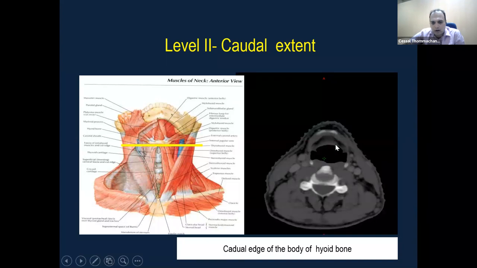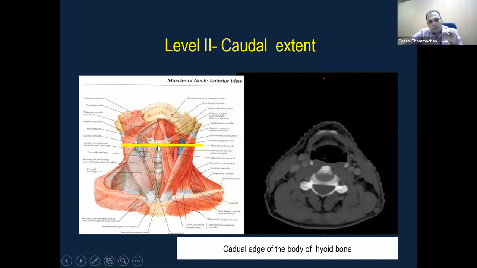This is epiglottis. This is the pre-epiglottic space. Continuing laterally is the paraglottic fat. This is the aryepiglottic fold, and aryepiglottic is continuing posteriorly as the pyriform fossa. This is the pyriform fossa, and this is the posterior pharyngeal wall. And so this is at the level of the hyoid bone, at the caudal edge of the hyoid bone.